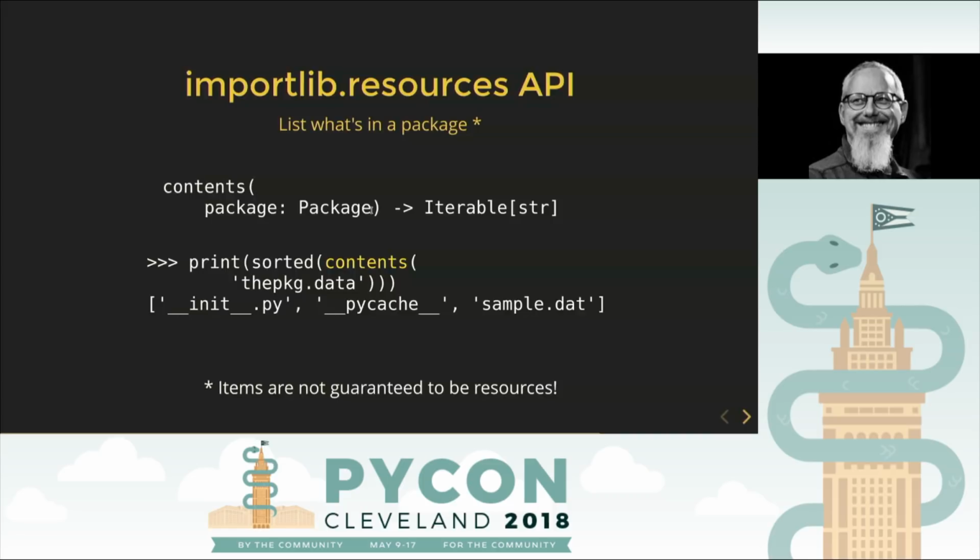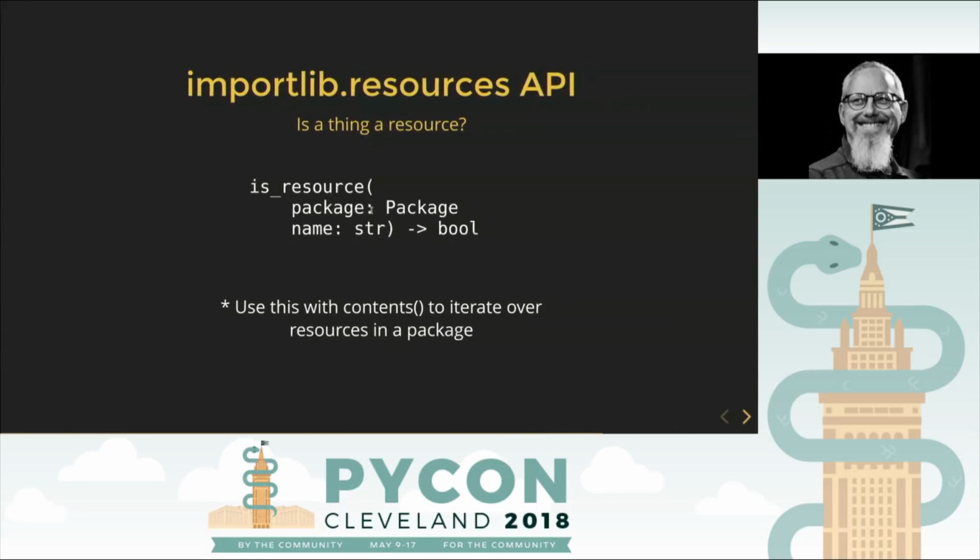So now you're asking the question, well, if all I want are the resources, like I'm using this in my plugin system, how do I know which ones are resources and which ones are not? We have an answer for that, and that is this function call, isResource. So you can use isResource along with contents to iterate over all the resources in a package. So in this case, if you passed in dunder PyCache to this call, you'd get false, and everything else would return true.